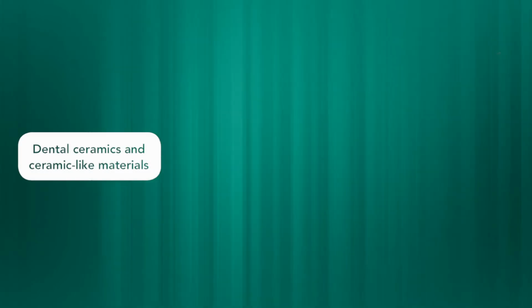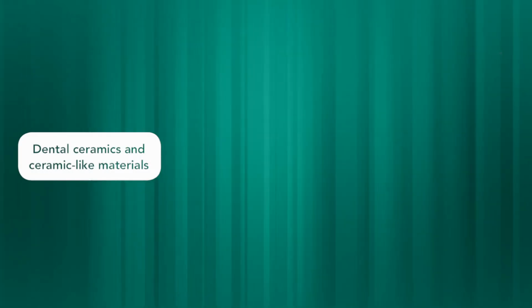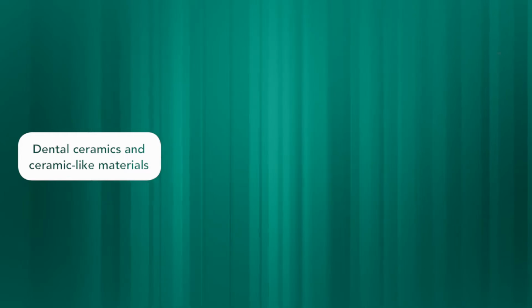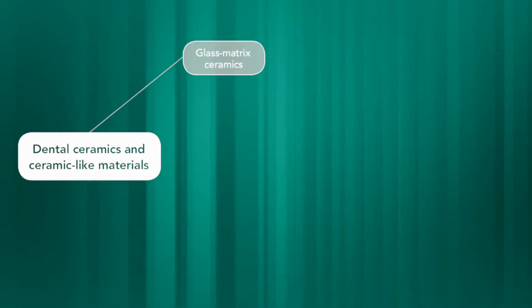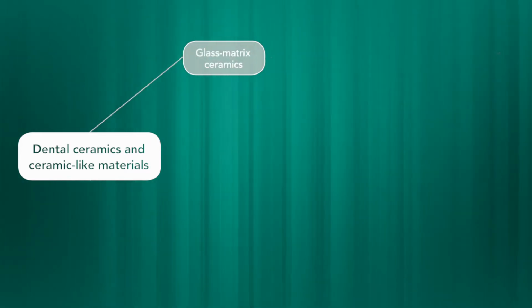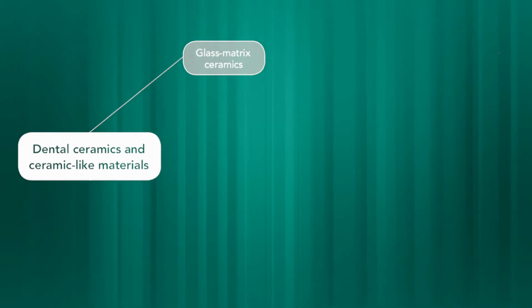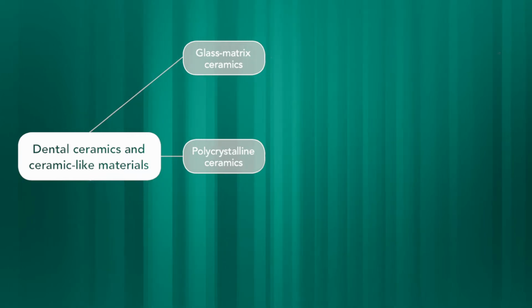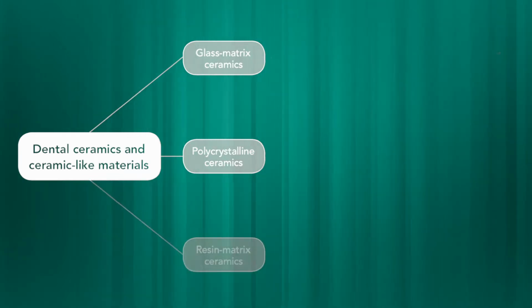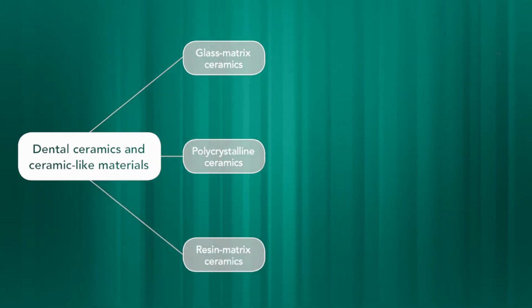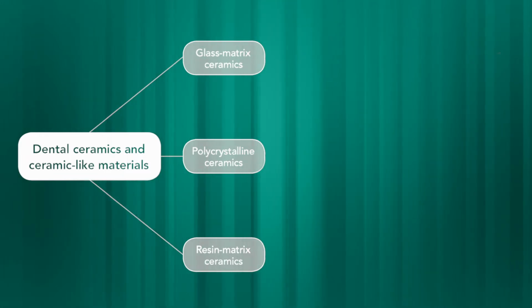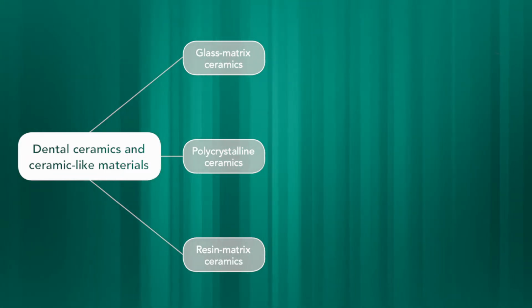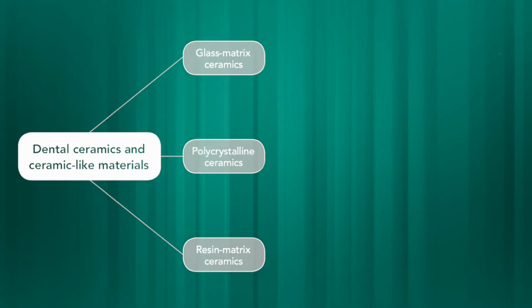has divided all ceramic and ceramic-like materials into three families, which are glass matrix ceramics, comprised of materials that present any extent of glass phase within their matrices, polycrystalline ceramics that do not present any glass phase, and resin matrix ceramics that are polymer-based materials highly filled with glass or ceramic particles for reinforcement.